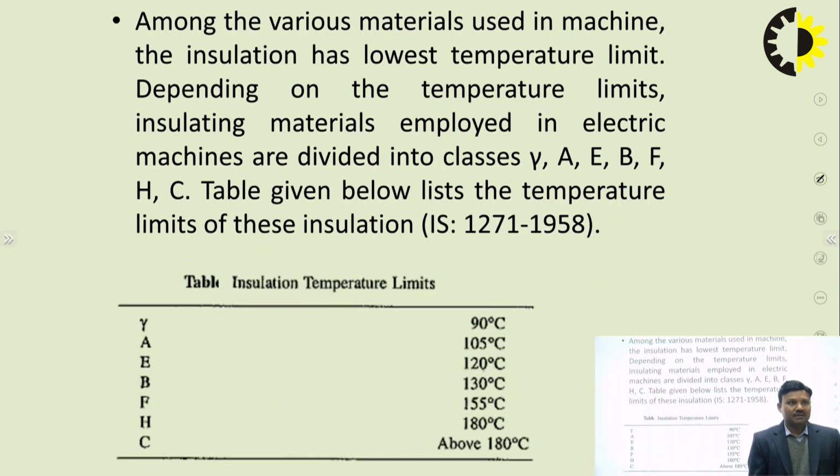Amongst the various materials used in a machine, the insulation has the lowest temperature limit. Depending on the temperature limits, the insulating materials employed in electric machines are divided into classes. There are different classes of insulation, and the temperature against each is also given, so that one must understand the highest temperature level it can withstand, and therefore the type of insulation which should be selected for the windings of a motor. Class Y has an upper temperature limit of 90 degrees, A type insulation up to 105 degrees, E type 120, and so on.